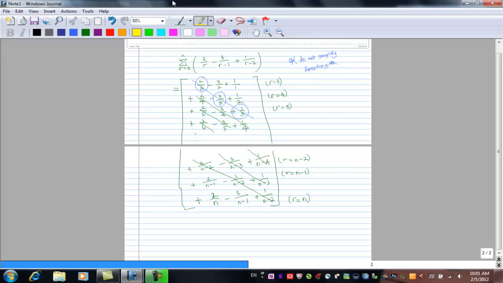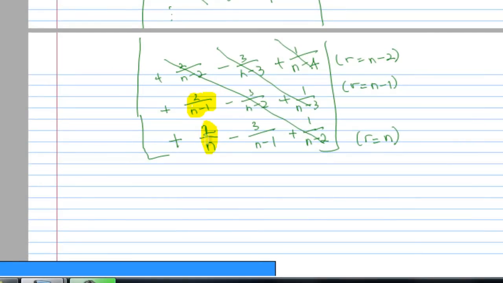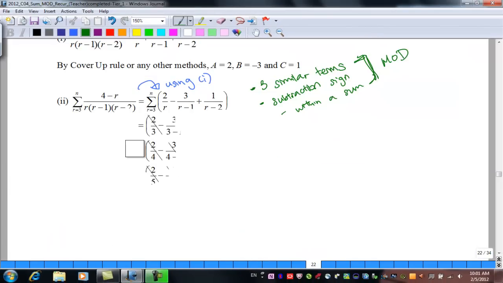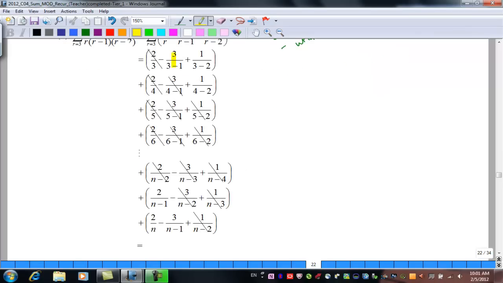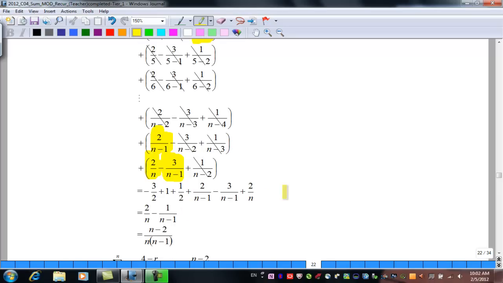Okay, so allow me to highlight. The terms remaining will be negative 3 over 2 plus 1 plus half plus 2 over n minus 1 plus 2 over n minus 3 over n minus 1. Okay, so now we are ready to return to the problem. This is what should have been printed in your notes. It is essentially what I just went through. So as what I've mentioned, the terms that we have remaining will be this 3 as well as this 3. So to write it down, I will have this, and simplifying, I basically get this. Okay, so this is my final answer.